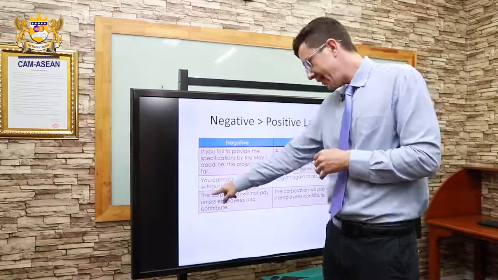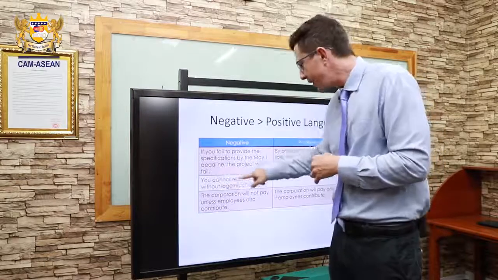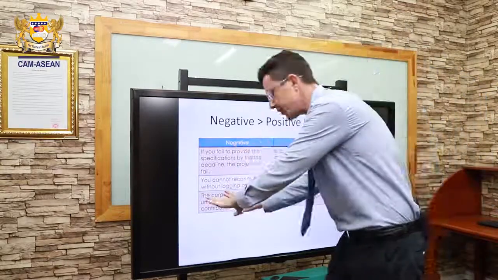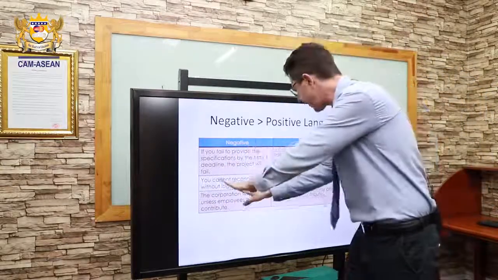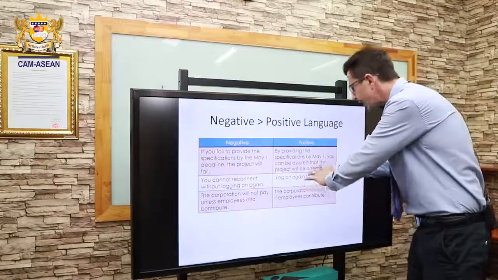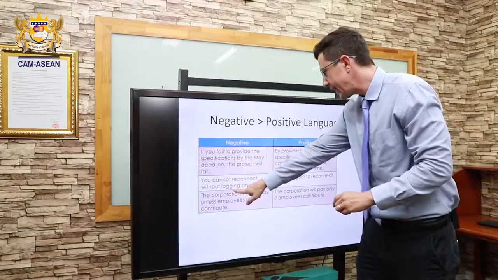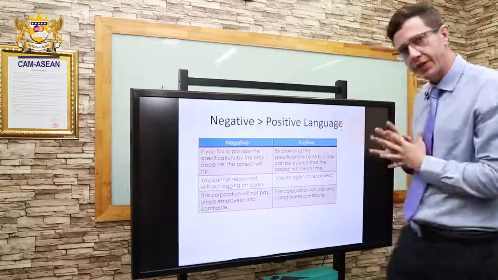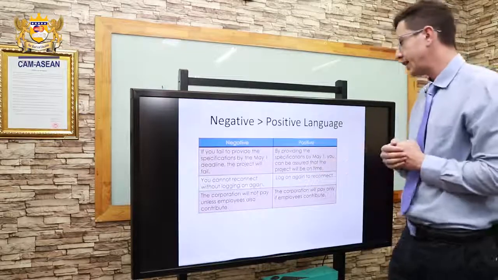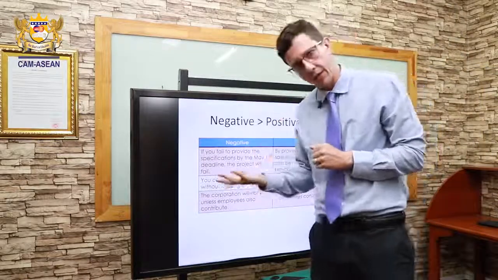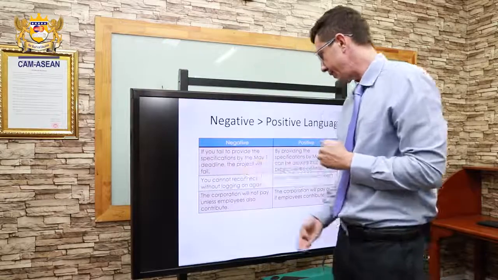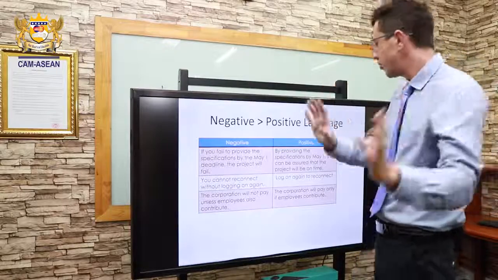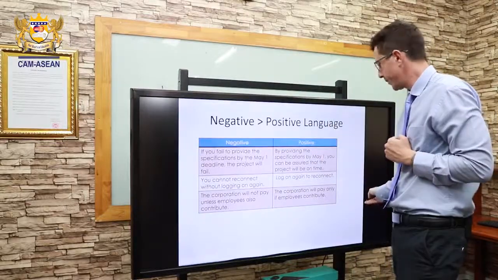You cannot reconnect without logging in. Cannot, negative word. You can, positive. So not negative, positive. You cannot reconnect, or you can reconnect. So log in again. The message is the same, we're just focusing on different parts. Log in again to reconnect, or you cannot reconnect without logging in. Without, cannot, will not, cannot. Let's not use negative words, let's use positive words to say the same thing.